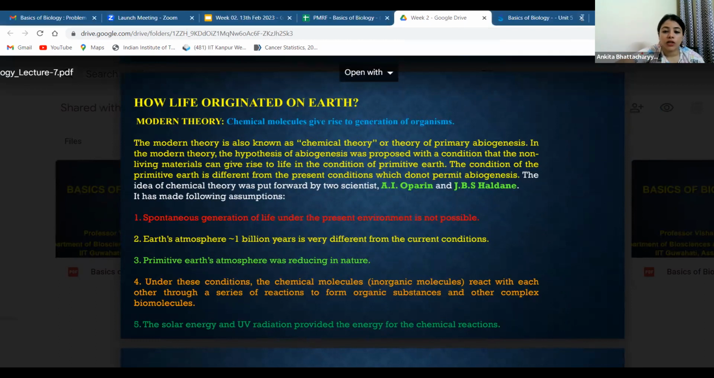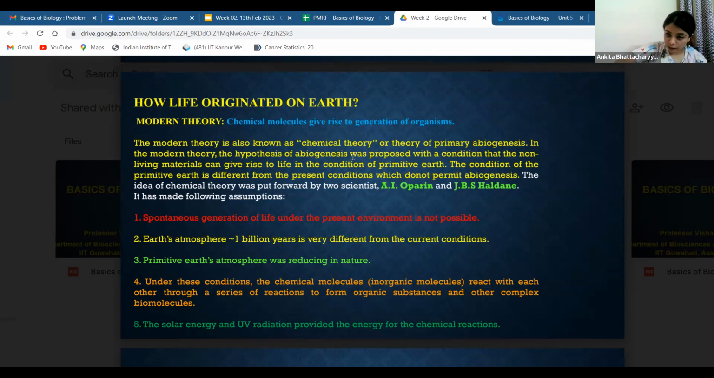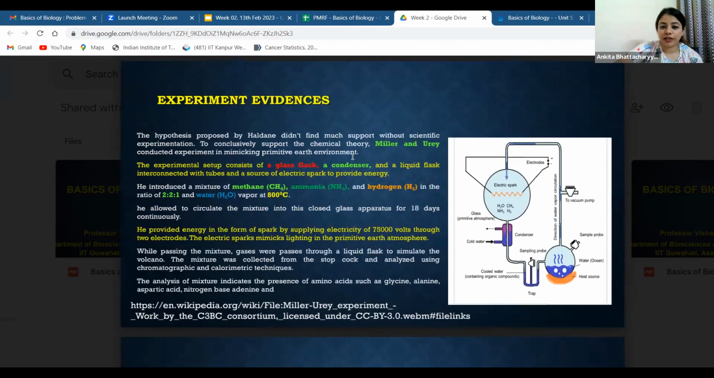They had based their experiments on a few things: that life cannot spontaneously come about; the environment of the earth would have been reducing, and inorganic molecules gave rise to organic molecules; and solar energy or some sort of energy source is required for life to originate and propagate. So they gave experimental evidence for it, and they made a very extensive arrangement to support that.